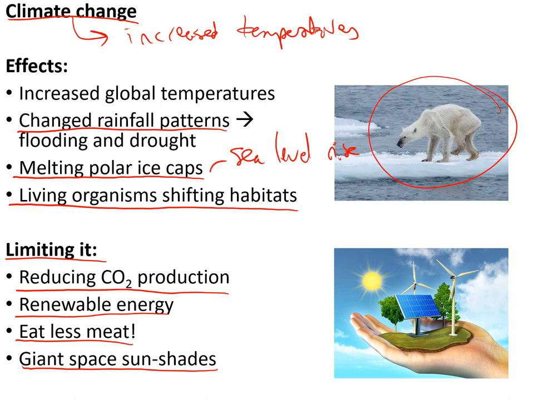But those are big and expensive and difficult. We don't know if we can do them. So let's focus instead on what we know we can do, which is reducing carbon dioxide production, using more renewable energy, and eating less meat.